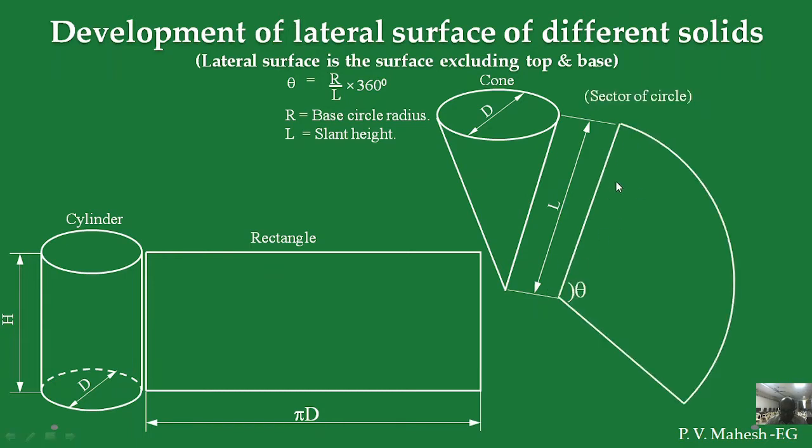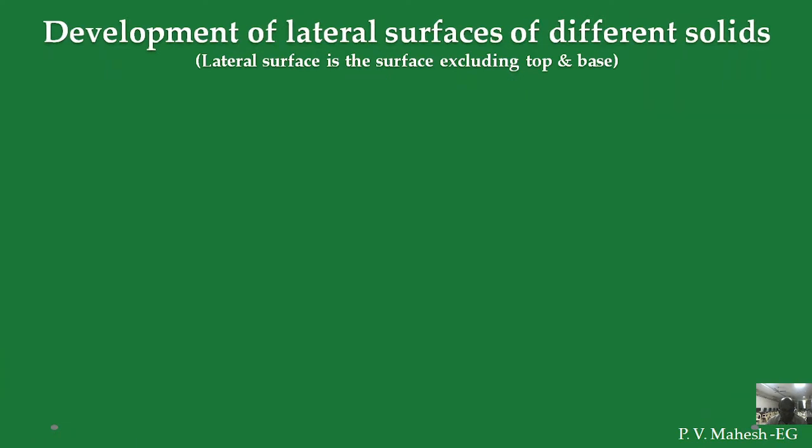Now the slant height of the cone is the radius of the sector, and theta is the included angle of the sector. Then this is the development for this cone. Again you can see here only the outline is shown dark, there are no intermediate lines. So in the case of cylinders and cones, only the outline will be shown dark, and the internal generators will be shown in very light lines.